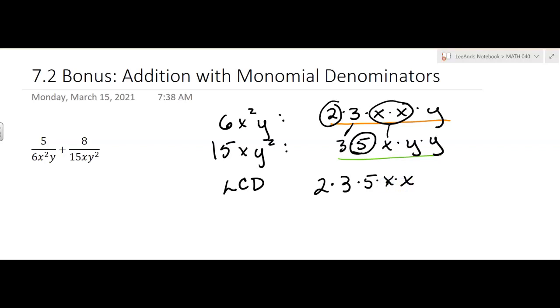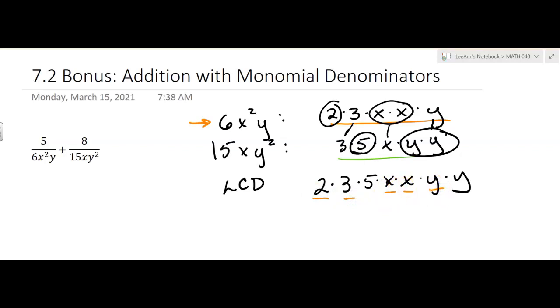Okay, so I can't erase things. I can only bring things in so that both of these I could find their factors in the LCD. Similarly, the y's, I'm going to take the y squared because that has more y's than the other one. Now hopefully this will make a little more sense if I do this. So I'm trying to find the 6x squared y inside that LCD. I've got the 2, I've got the 3, I've got both x's, and I've got a y.